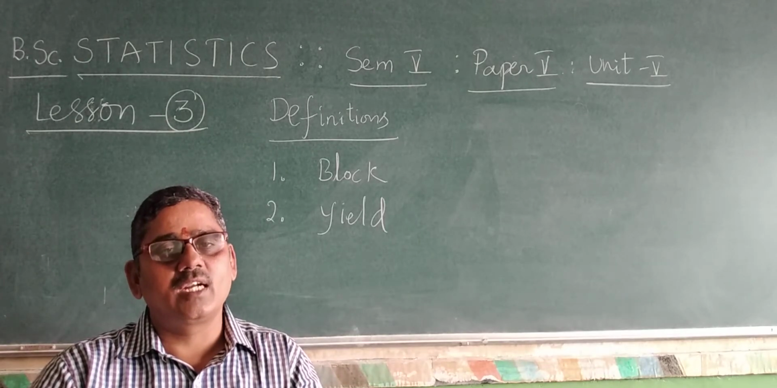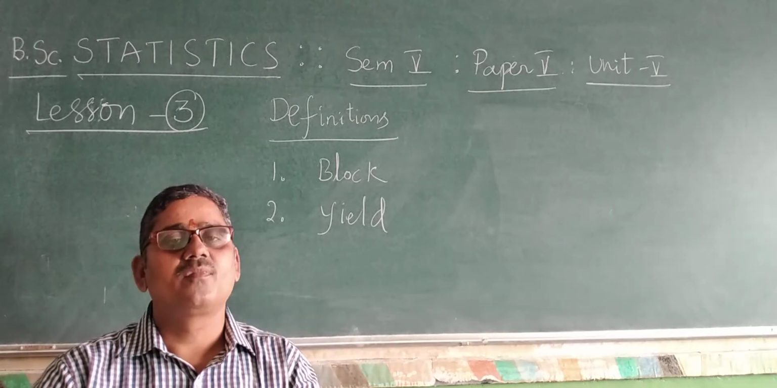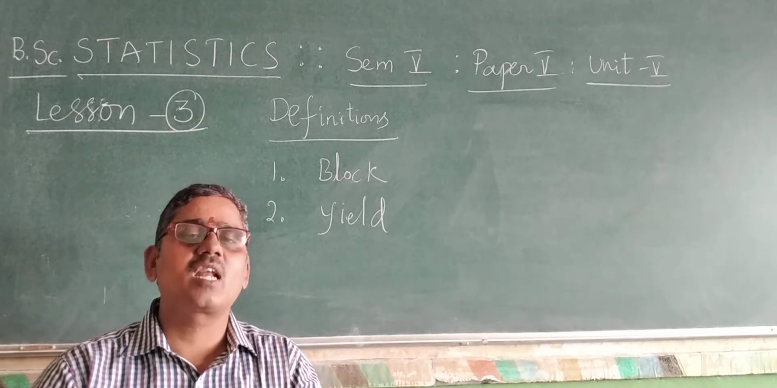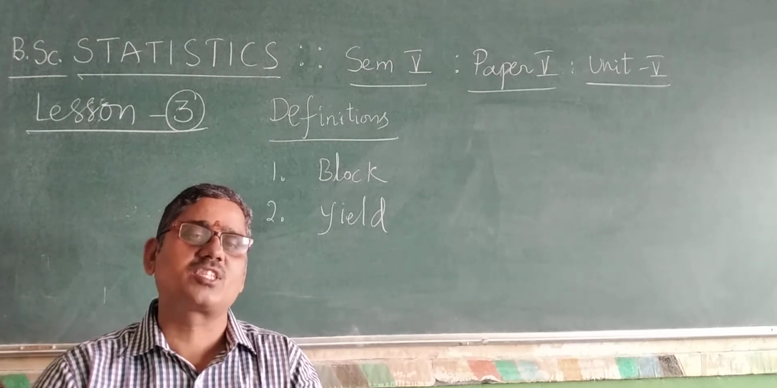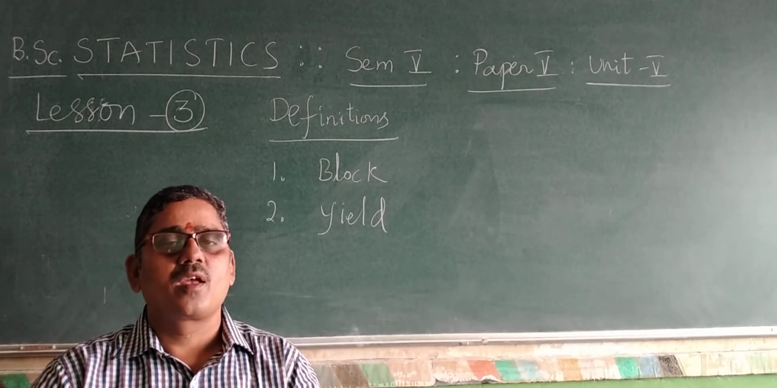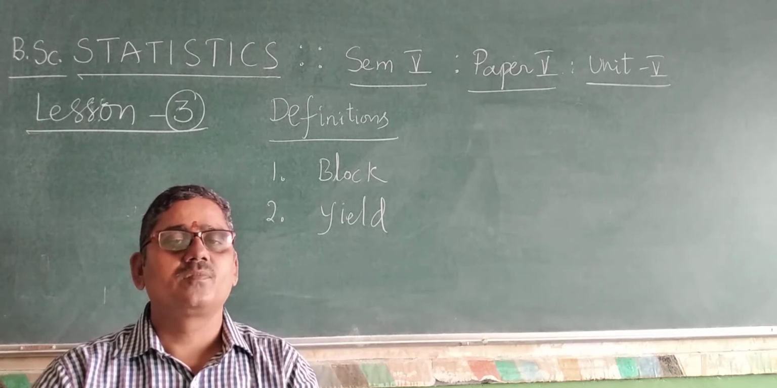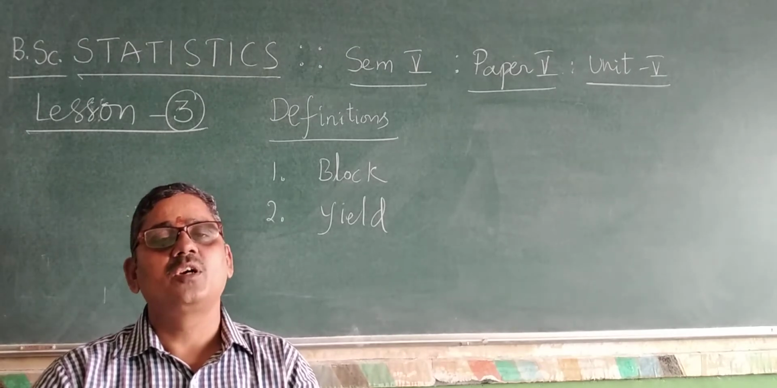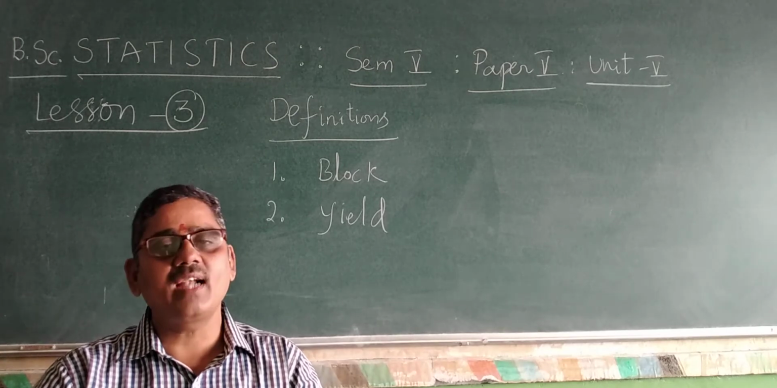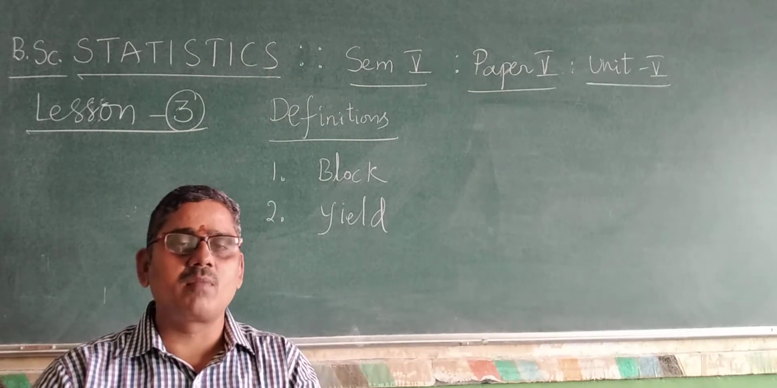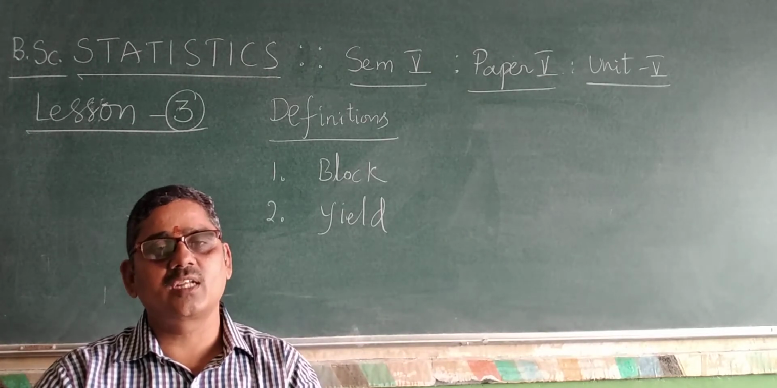It is known as yield. So yield is nothing but the measurement of the variable under study on various experimental units. From every experimental unit, by applying some kind of treatments, we will get some kind of measurements. Such measurement is known as yield.